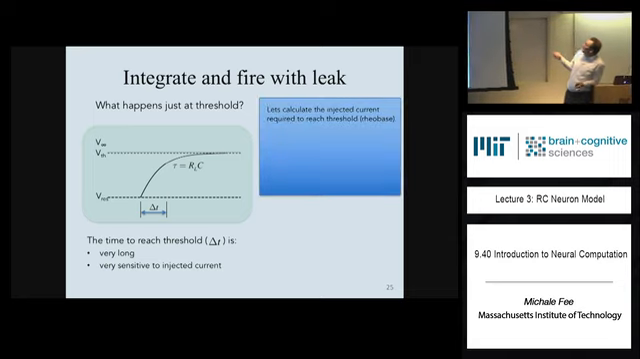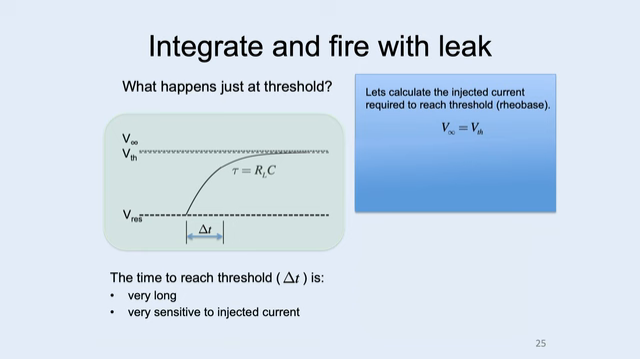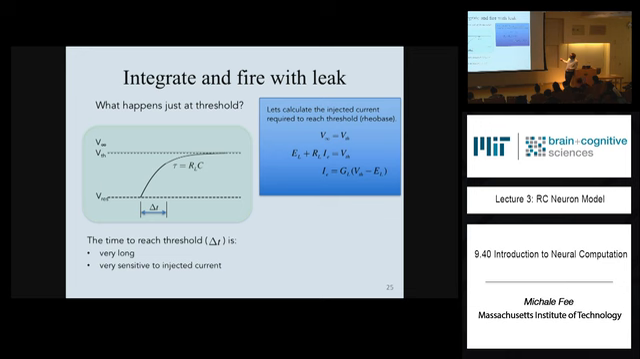We can calculate the injected current required to reach threshold. That's called the rheobase. We just set V infinity equal to V threshold, right? We use our equation for V infinity, and we just set it equal to threshold. Now we just derive the injected current. We just solve for I sub e. That's the injected current required to make V infinity reach V threshold. And you can see that it's just G leak times V threshold minus E leak. Call that I threshold. Okay?